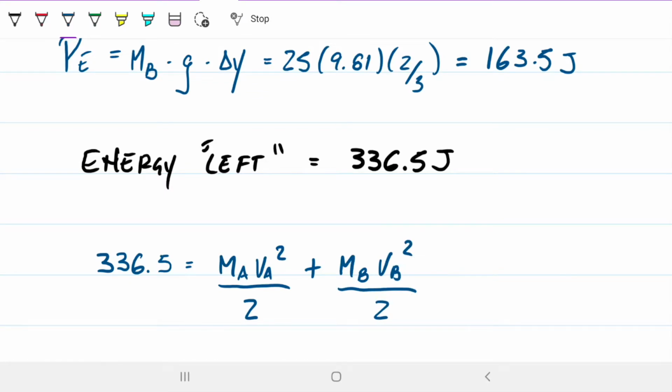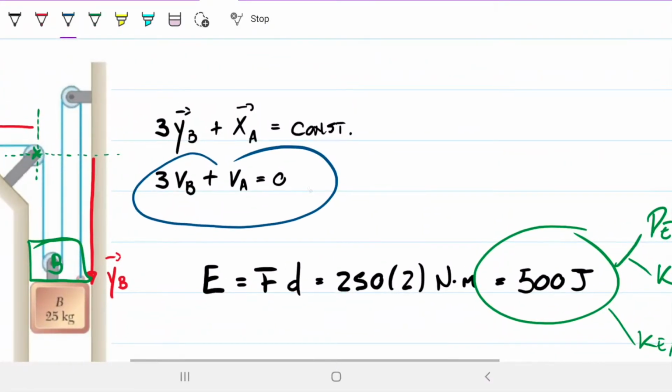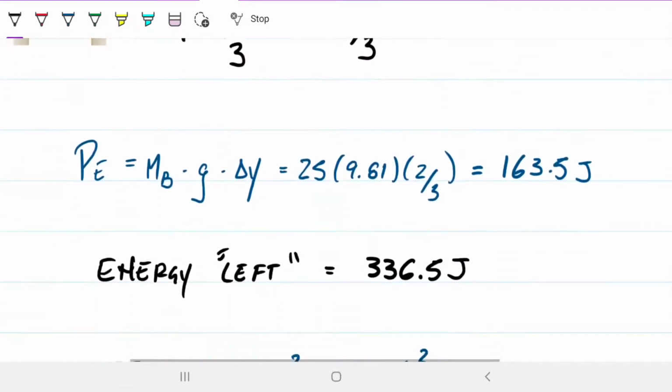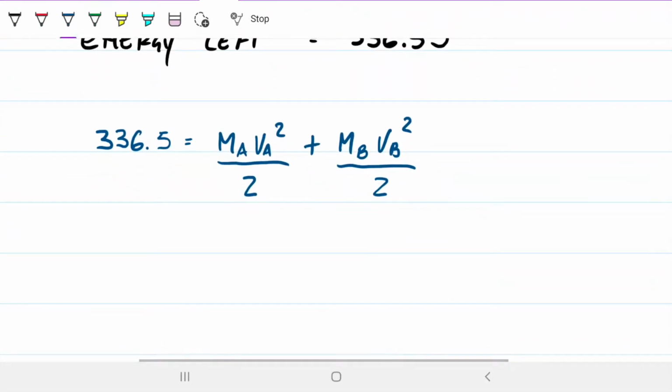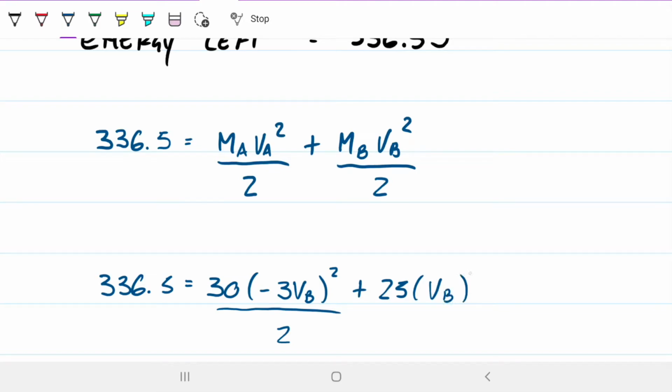Cool. So now we have two unknowns, velocity of A and velocity of B, but we know there's a relationship between the two, right? And the relationship is that VA is just negative 3 VB. So where I have VA, I can sub in negative 3 VB, so I'm going to have 336.5 is just the mass of A, which is 30, times negative 3 VB squared divided by 2, plus 25, the mass of B, times VB squared, which is the unknown in this case, over 2.